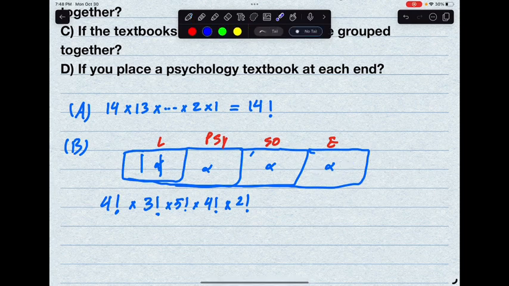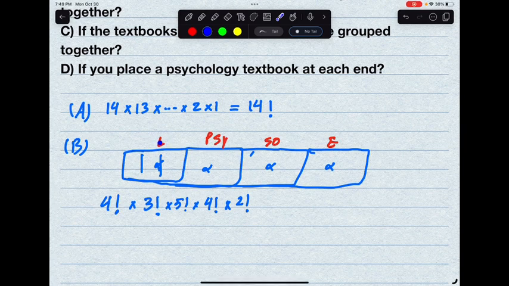So that is the answer. 4 factorial is where we can put each group of books: here is linear algebra, psychology, sociology, economy. Then maybe it can be another way.